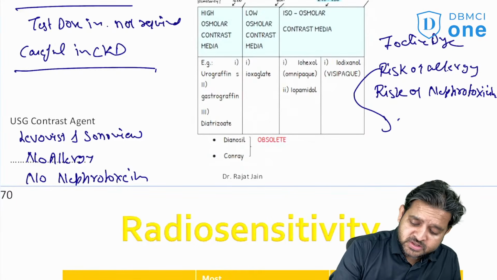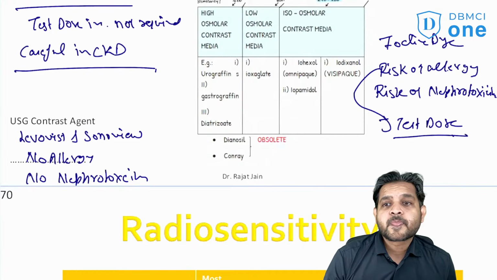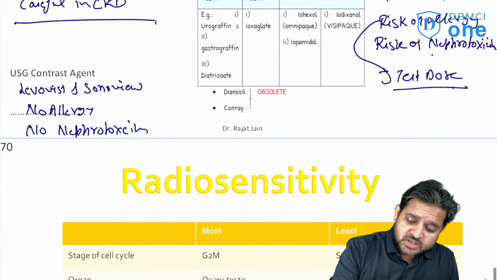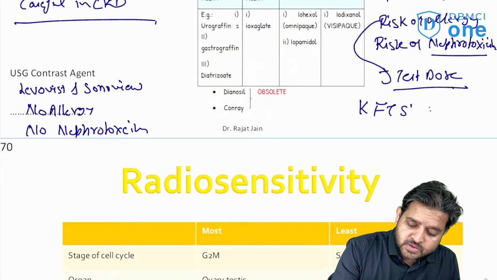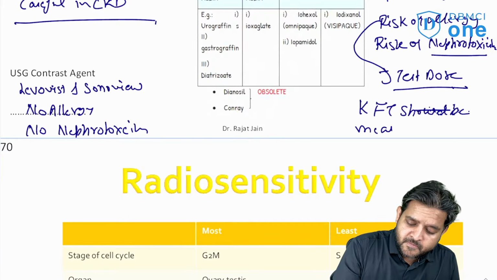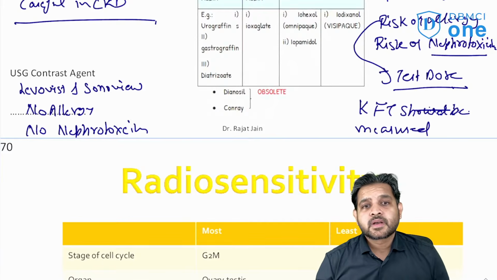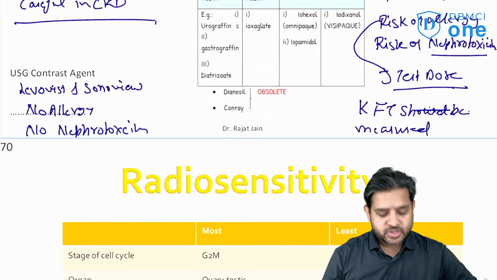And because there is a risk of allergy, what is required? Test dose is required. Now, because there is a risk of nephrotoxicity, KFT should be measured. KFT should be measured, right?